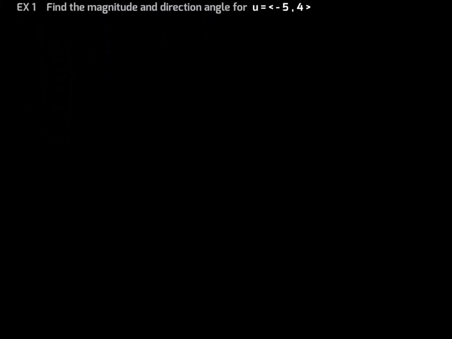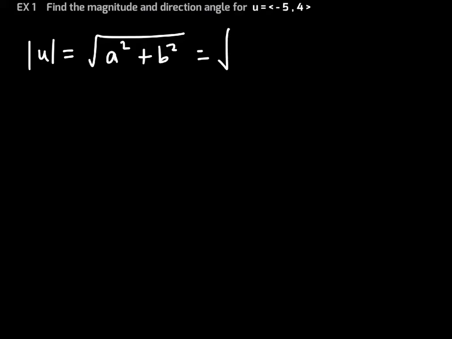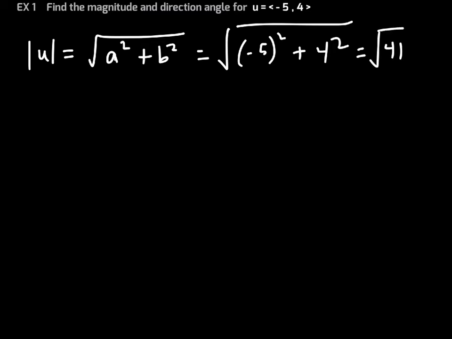We know that the magnitude of vector u is equal to the square root of a squared plus b squared, which are your components. So the magnitude or the length of our vector is going to be equal to the square root of -5 squared plus 4 squared. So which just gives us the square root of 25 plus 16, which is 41. So that's pretty straightforward. That part is done. Magnitude found. The length of the vector is the square root of 41 units.